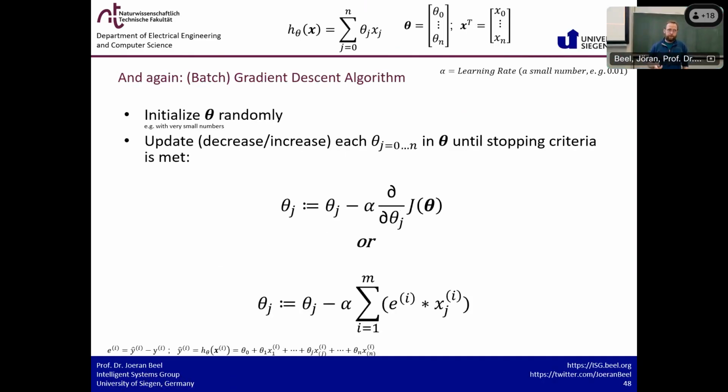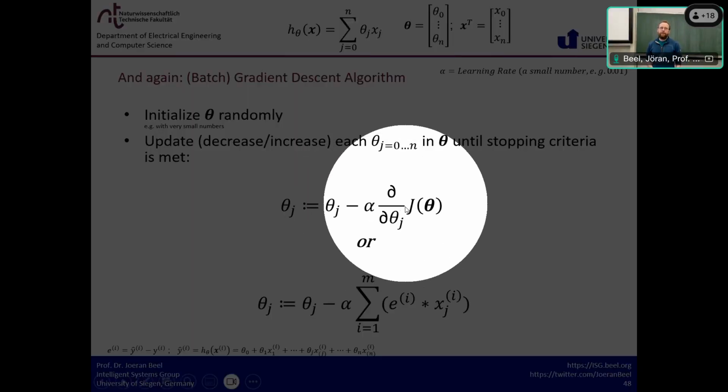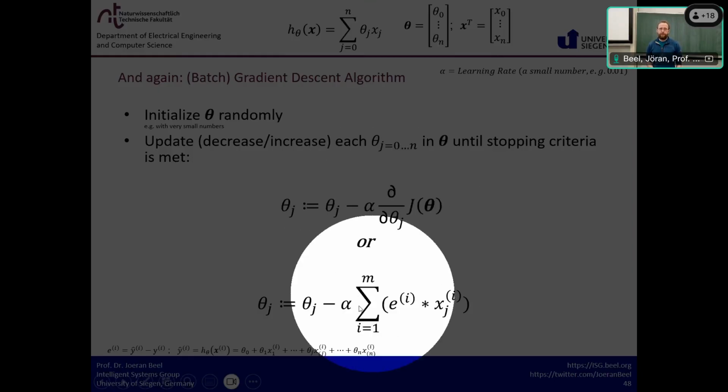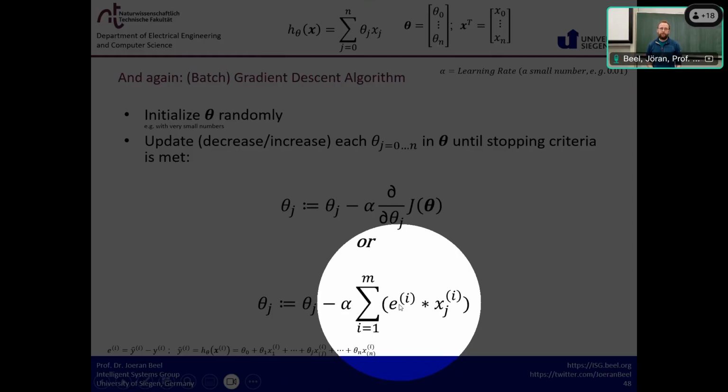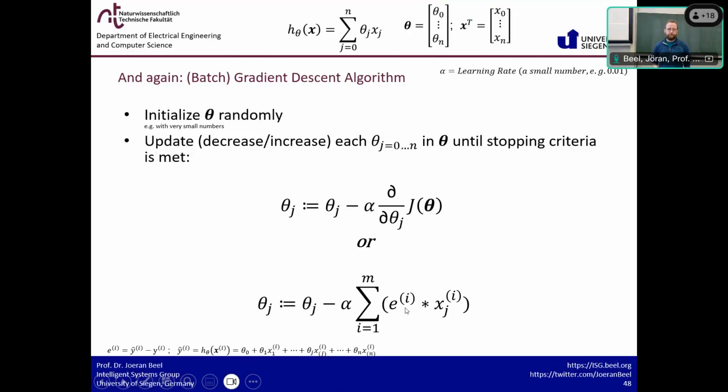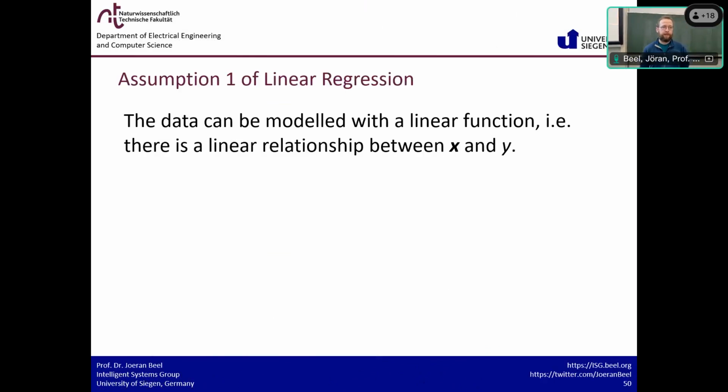So now again, just the formula: initialize theta randomly and update all the elements in theta until your stopping criteria is met. Intuitively this formula, but with this formula you cannot calculate, so you use this formula. And that's it. That's gradient descent.